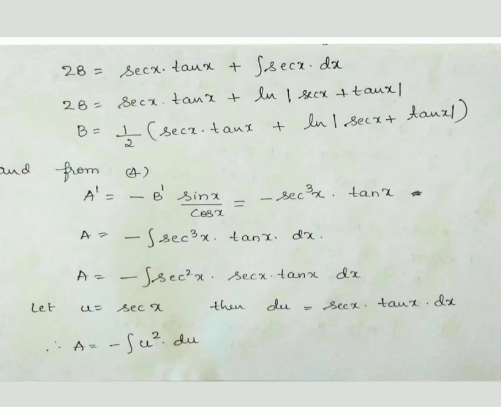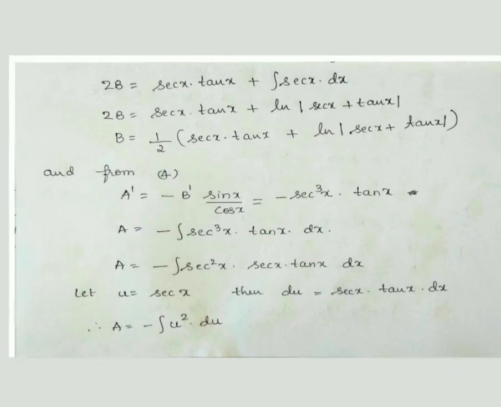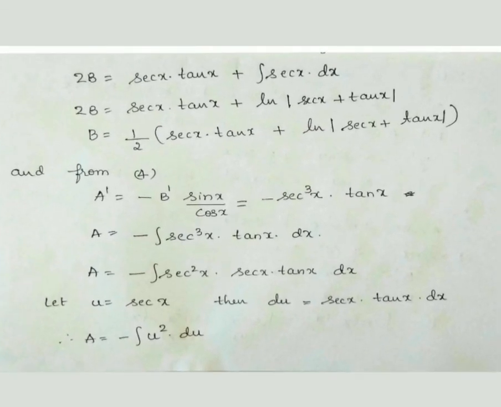Okay, b is equal to, now bring this 2 to the RHS, so that it will be half now. Half into secant x tan x plus ln of secant x plus tan x. So from equation 4, that is the b value now. We need a dash and a value.